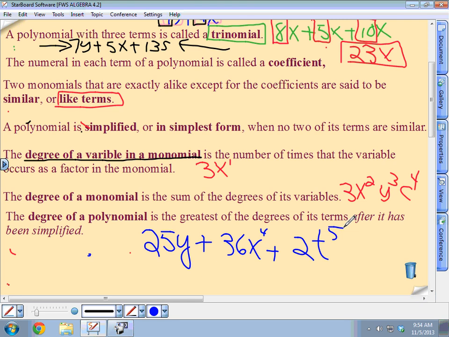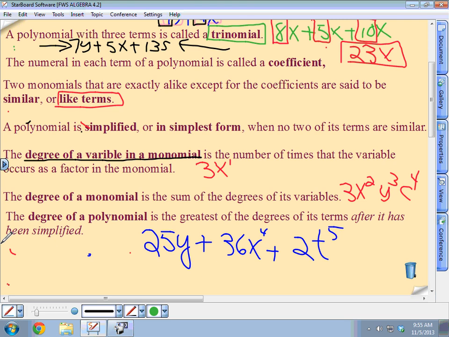So, what is the degree of this polynomial? The degree of the polynomial is the greatest of the degrees of its terms. So, what are the degrees of your, let's write them down. What's the degree, Felix, of this monomial? Just the 25y. What's your degree? Just this first term, your monomial here, 25y. What's your degree of that monomial? It's always going to be the exponent on your variable.